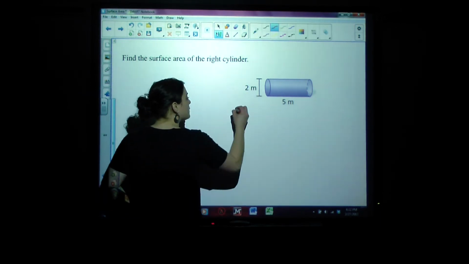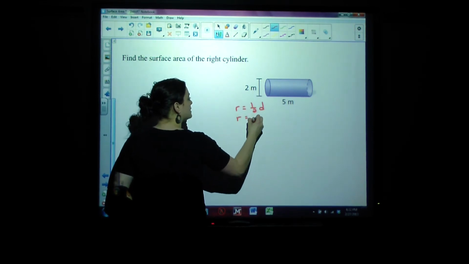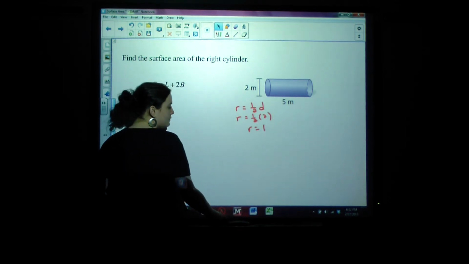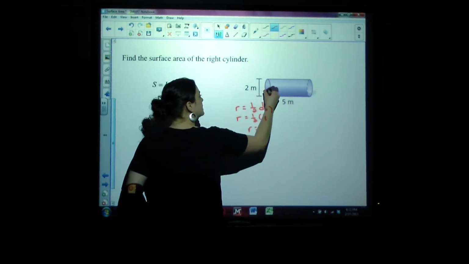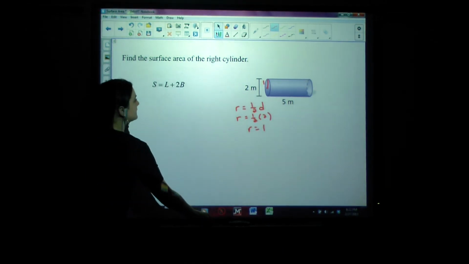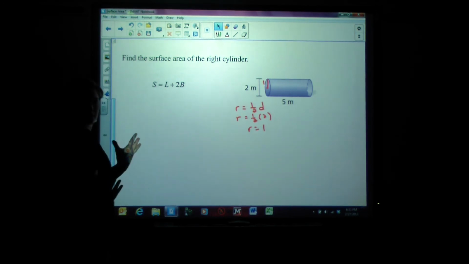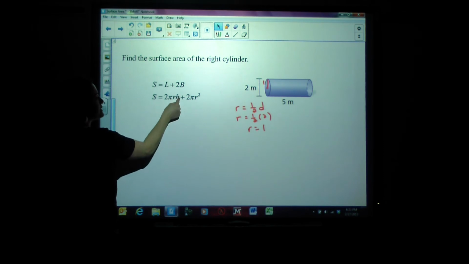So if you remember, radius equals half of the diameter, and therefore radius equals half of 2, so our radius is 1. So when you see me plug in 1, it's because that's what the radius of the circle is. Again, 2 is the diameter, 1 is the radius. Okay, so surface area, again, is lateral area plus 2 times the base. Great, let's do this. Lateral area is circumference times height, plus 2 times the base.